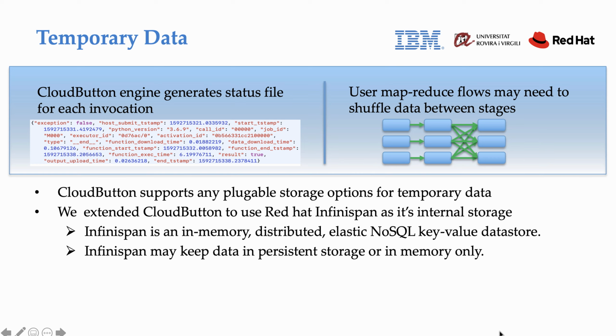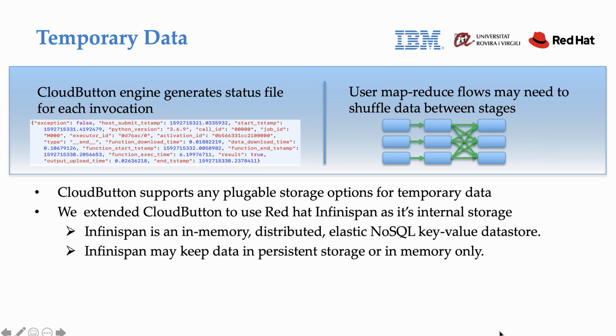Now, temporary data. Any big data engine generates a lot of temporary data. This is true for Apache Spark, for Hadoop MapReduce, or any other engine you want to take. And efficiently dealing with temporary data is the core of efficient data processing, because sometimes this may be a bottleneck. So in Cloud Button, we see two types of temporary data. One is generated by the Cloud Button engine, something internal that the user is not aware of. And on the other hand, user flows may also need to generate some temporary data, like a shuffle between different stages.